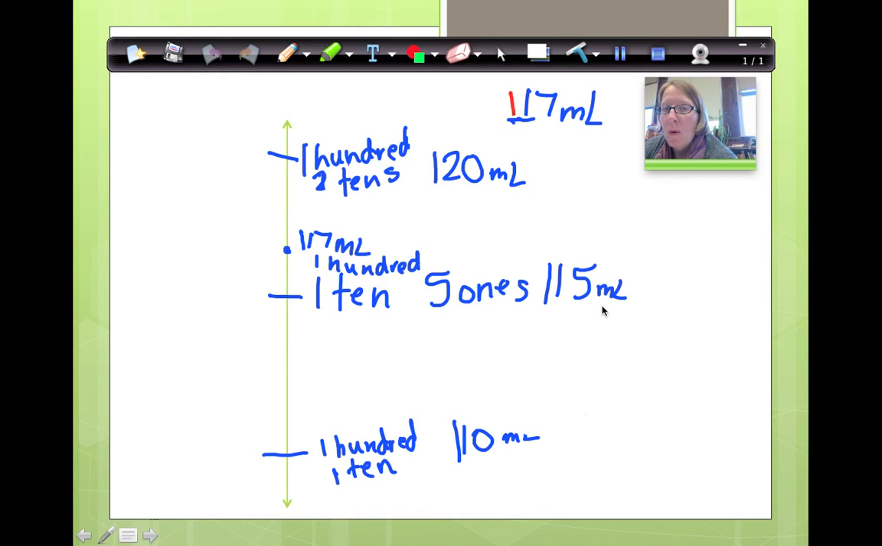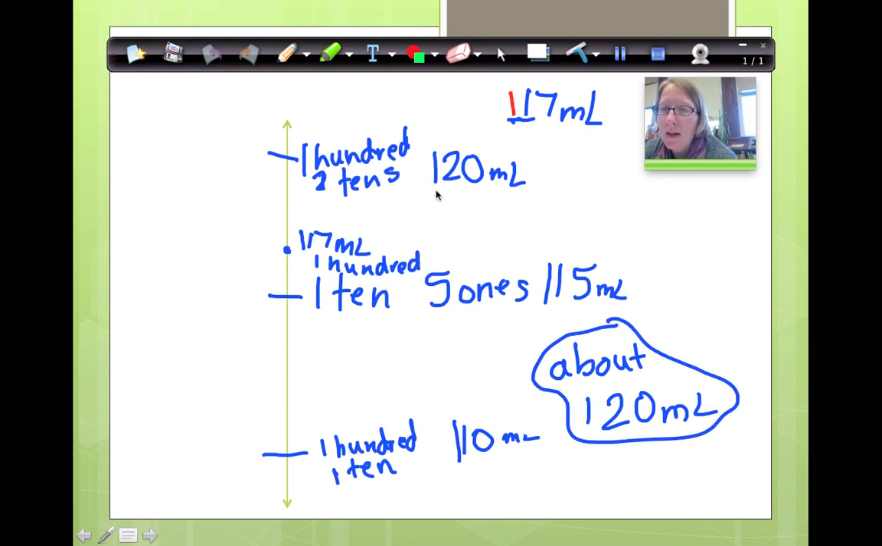So, what is 117 milliliters about? Well, it would be about 120 milliliters. Very similar. The only thing that we did is that we added 100 in the front. We could have added 1,000,000 in the front, and we can still round it to the nearest 10.